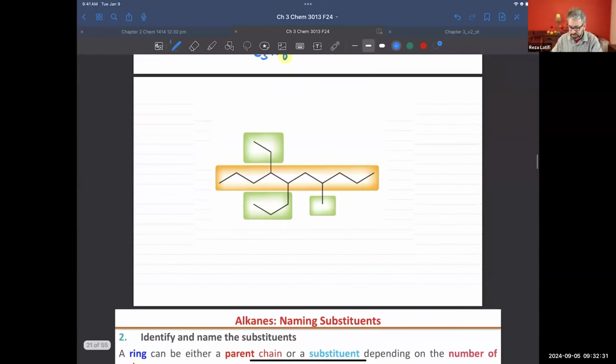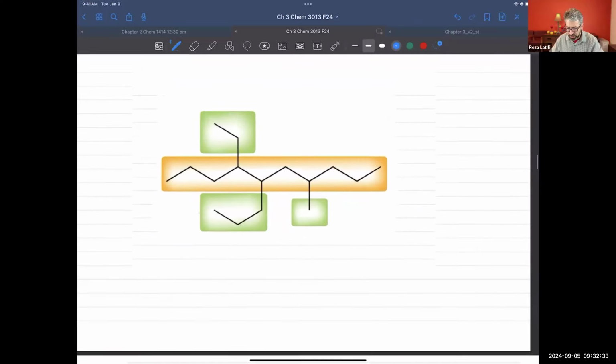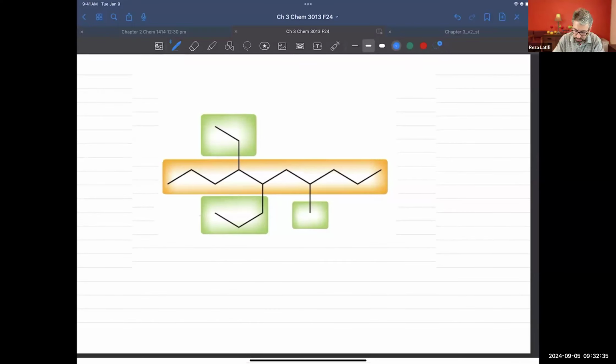Okay, next. You have such a compound. The first thing that you have to do is highlight the biggest chain. The biggest chain is that one. That's going to be the parent.